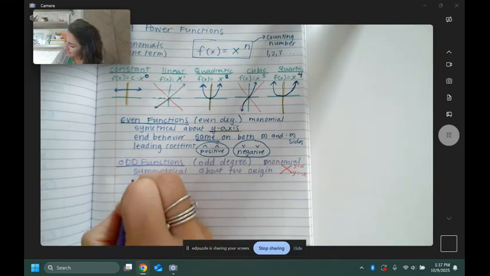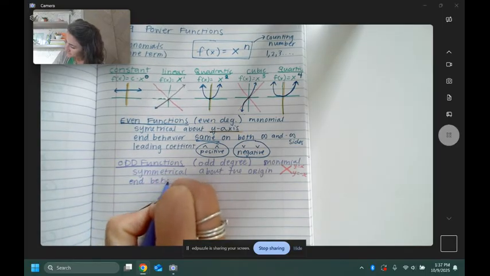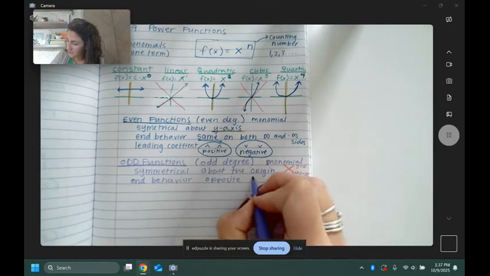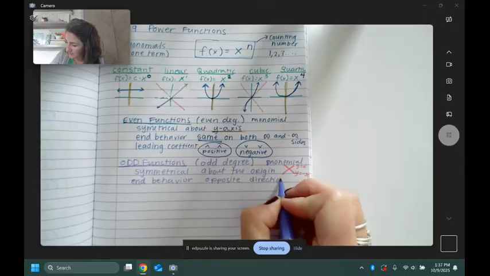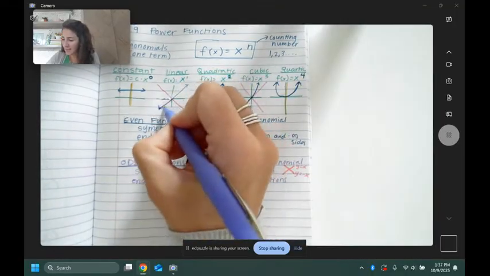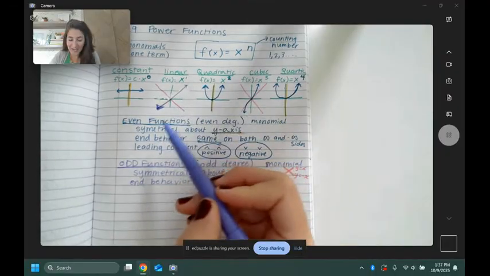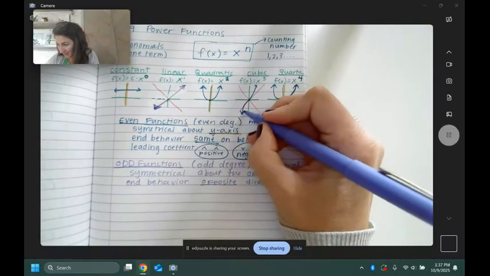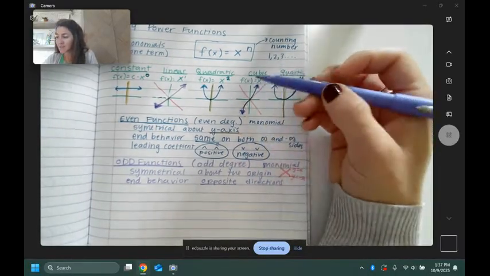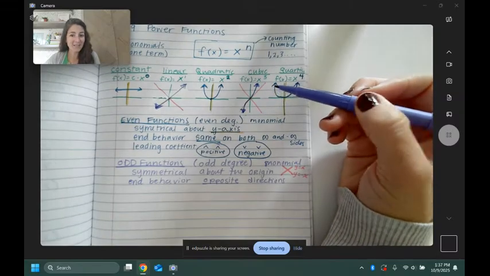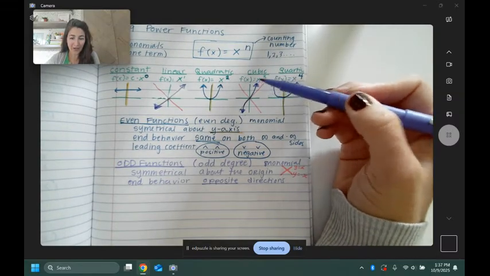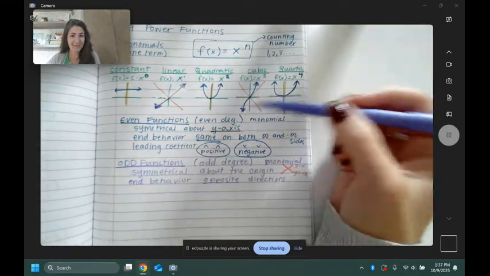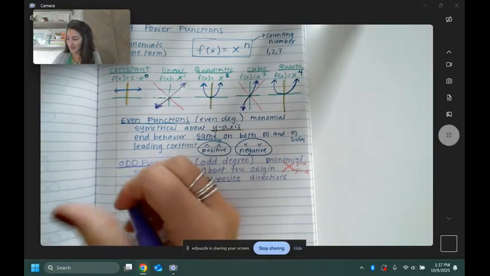For end behavior, it's going to be opposite directions at the end. So notice on my line, I'm going in the negative direction on the left and the positive direction on the right. For cubic, I'm going negative on the left, positive on the right. If this had a negative leading coefficient, like negative x to the third, it would just be flipped: up on the left and down on the right. But it's still an opposite direction.